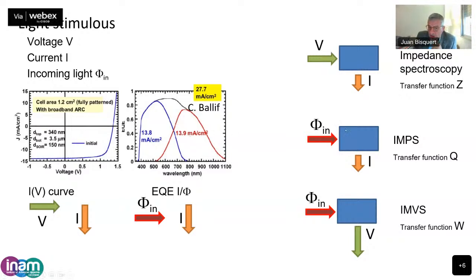And we can make the corresponding frequency techniques. We can stimulate with modulated light and measure modulated current. This is called intensity modulated photocurrent spectroscopy, IMPS, and the transfer function is Q. And we can measure also, stimulate with modulated light and measure modulated voltage, and this is IMVS, and the transfer function is called W.